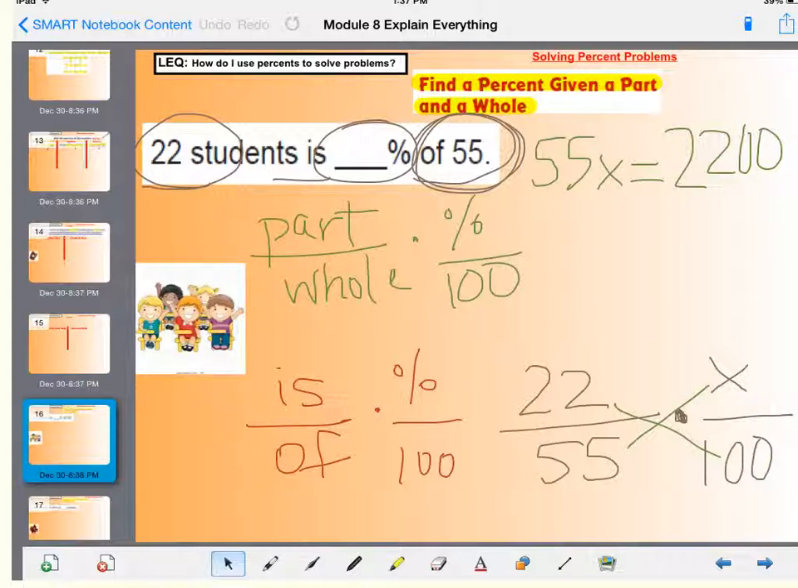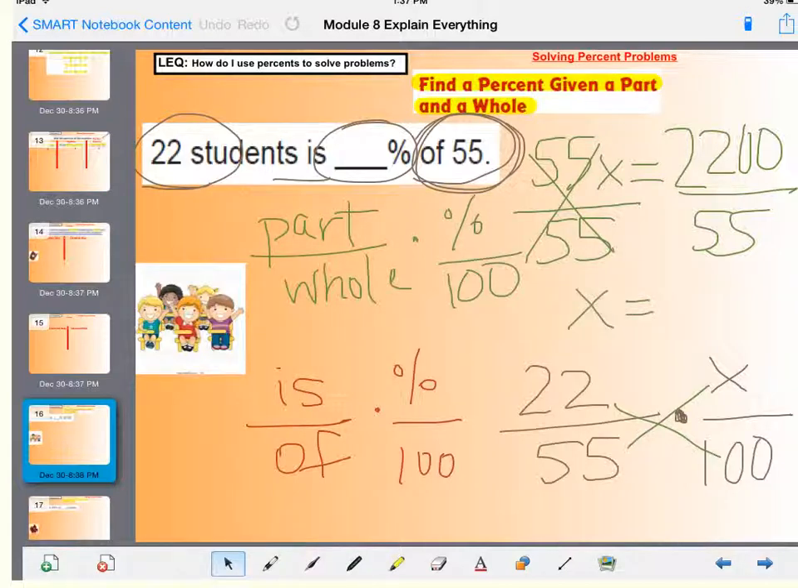which would be 2200. Lastly, our last step is to solve for x. So we're going to go ahead and divide by 55, and that way we can isolate x, we can cancel that out, and now we have x equals. We're left with 2,200 divided by 55, so I'm going to go over to the side here and do 2,200 divided by 55, and 55 goes into 220, is that 4 times?